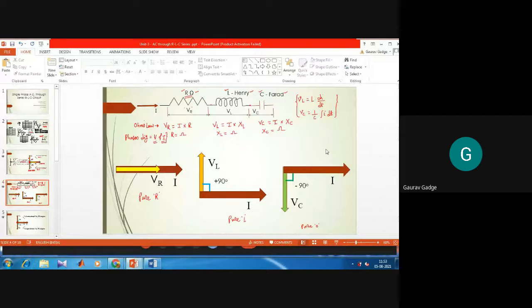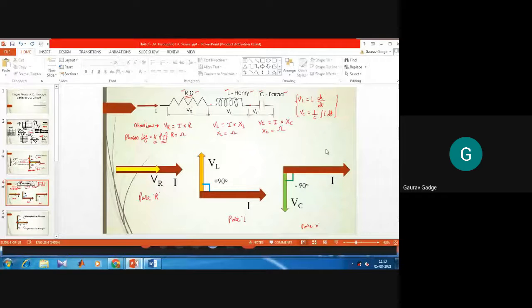Now, which element is common in this particular circuit diagram? The common element is current. So considering that current as a reference phasor, we have plotted the phasor lines for VR. For resistive load, VR is in phase with current. VL leads the current by an angle of 90 degrees.